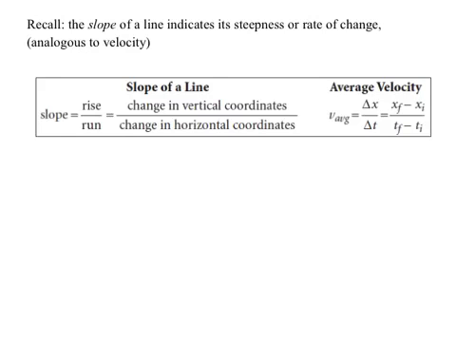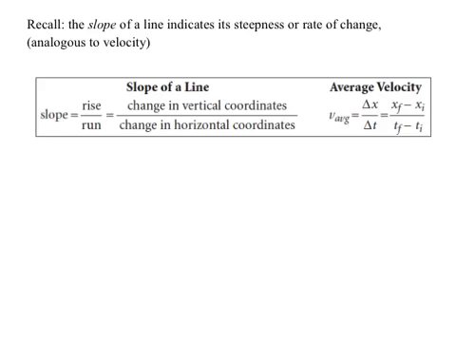Now what we have to do is recall that the slope of a line really indicates the steepness of a line, or the rate of change of the line. So rate of change is really analogous to velocity. We're going back to the idea of velocity, or rate of change of something. So we could say that the slope of a line is the rise over the run, or the change in the vertical coordinate over the change in the horizontal coordinate. As long as you make the vertical coordinate the displacement and the horizontal coordinate the time, we have displacement over time, which is our velocity. So let's take a look at an example of what we're talking about now.